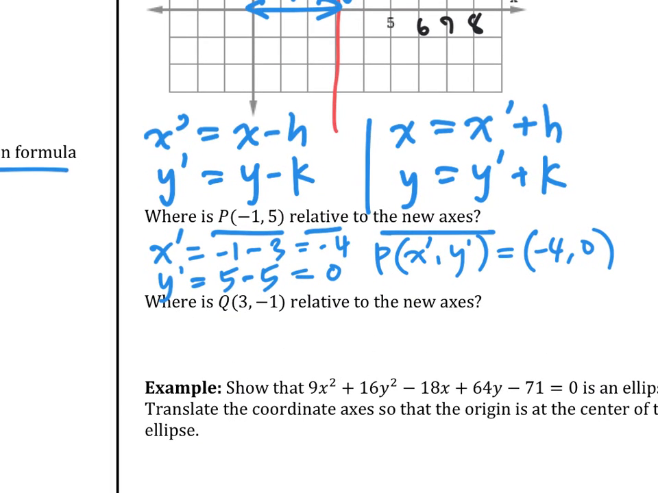All right, let's have you try one. Q is (3, -1). What is Q relative to the new axis? Q is (0, -6).